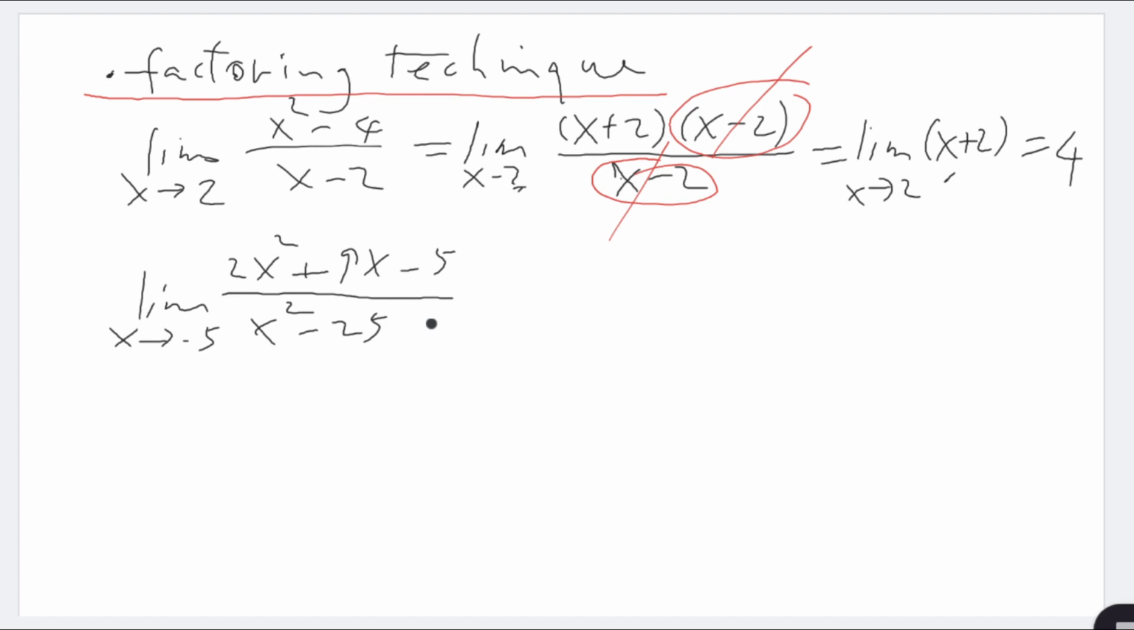Now, x goes to negative 5. In other words, when negative 5 is plugged in for x, the denominator becomes 0, and the numerator becomes 0 too. So we know x minus negative 5 would be the troublemaker, the bad guy. So it'd be x plus 5. Let's see if we're going to be able to expose this bad guy through factoring, and then cross out, of course, right? Okay.